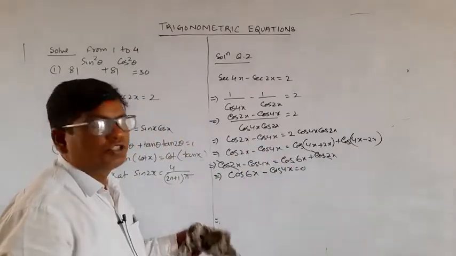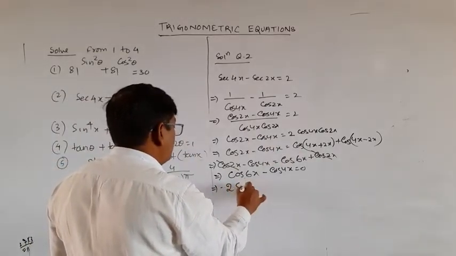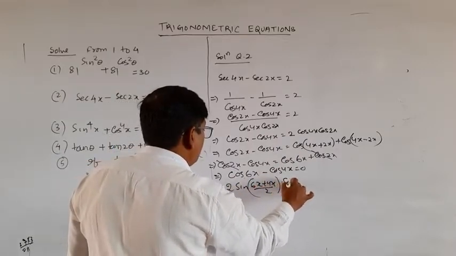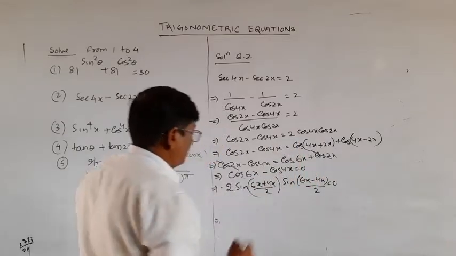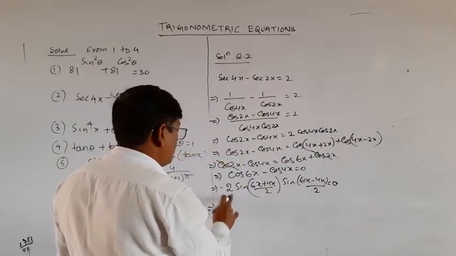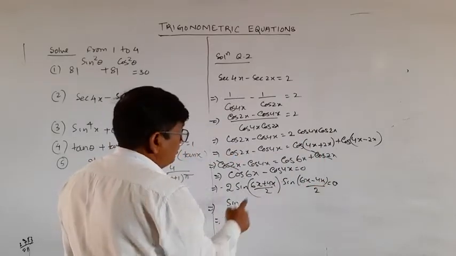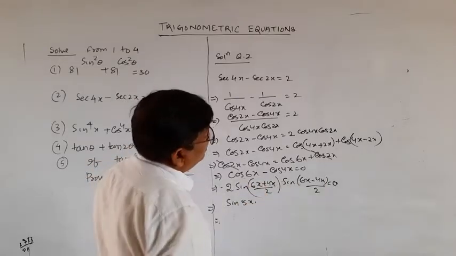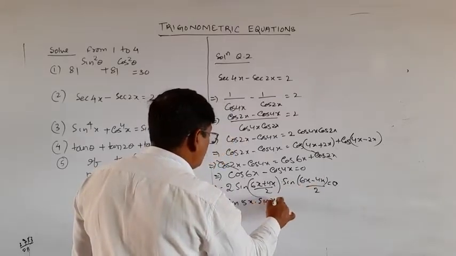Now the formula is cos C minus cos D. So minus 2 sin of (6x plus 4x) by 2 into sin of (6x minus 4x) by 2 is equal to 0. Dividing by minus 2, we get sin 5x into sin x is equal to 0.